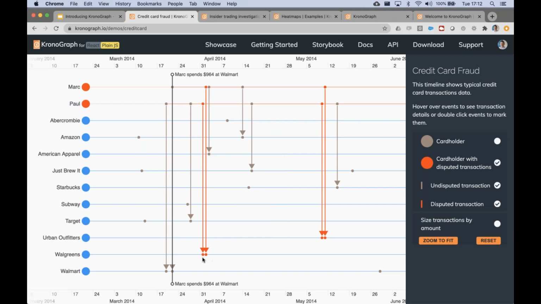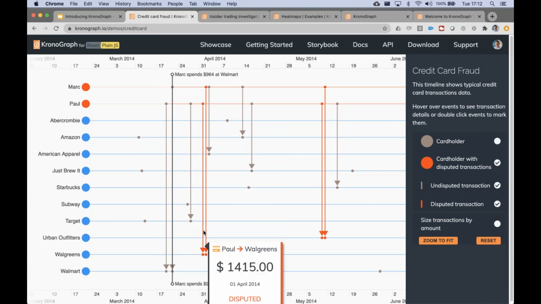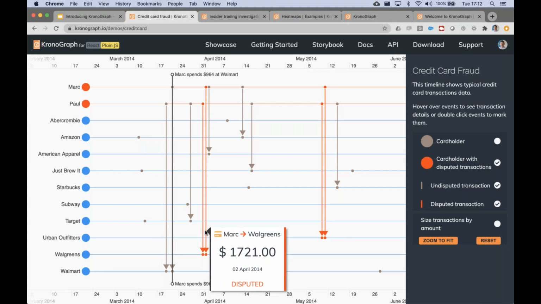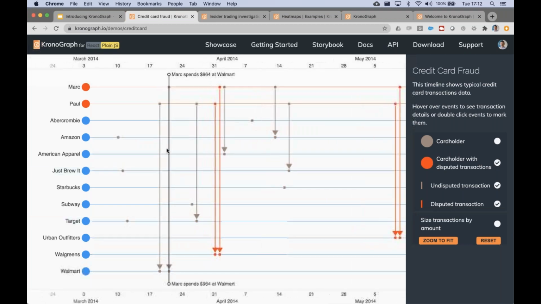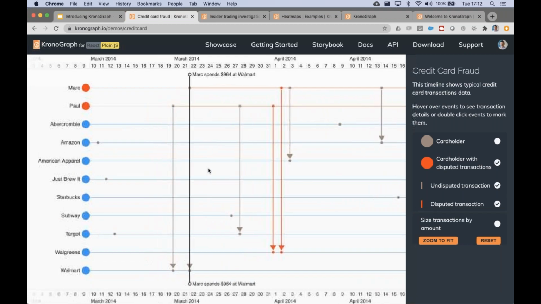We can see close together on the timeline, both of these people have reported disputed transactions at Walgreens around about the same time, 1 day apart. So there might be a connection between these, and if I zoom in a little bit, I can see what else was Paul doing around this time. And I can see Paul as well spent a lot of money at Walmart, very similar time to when Mark did his. So we might conclude that there's perhaps something in common here. Maybe credit cards are being cloned at Walmart.